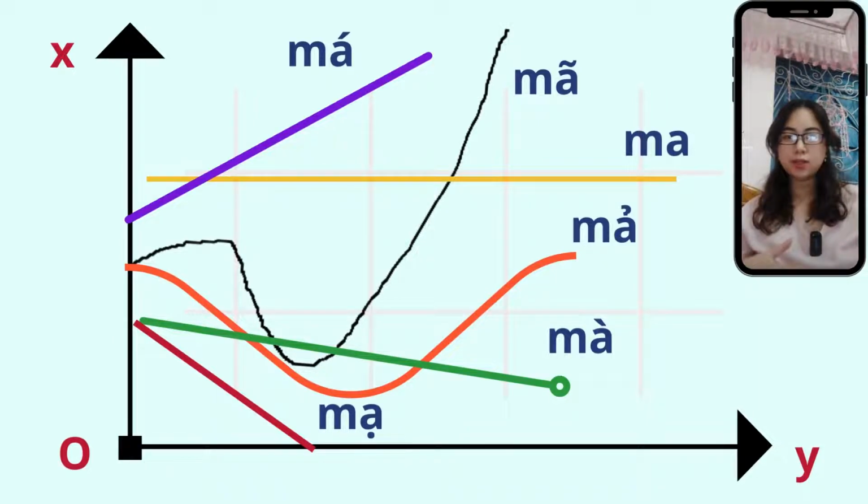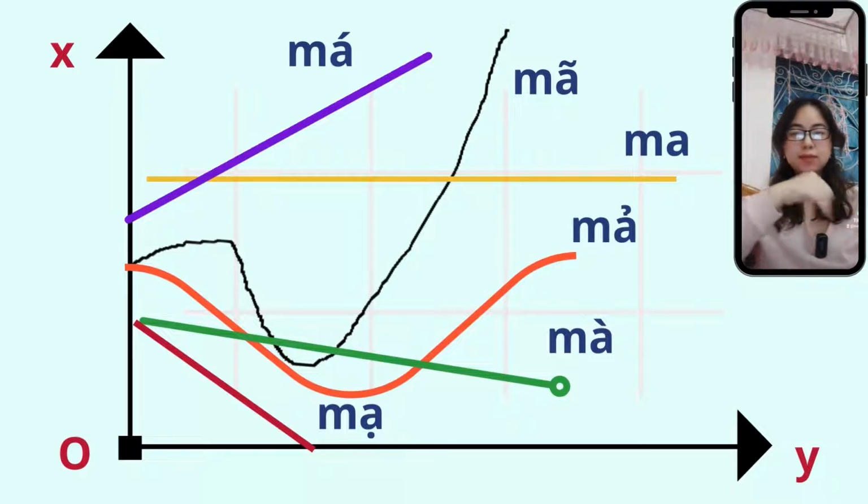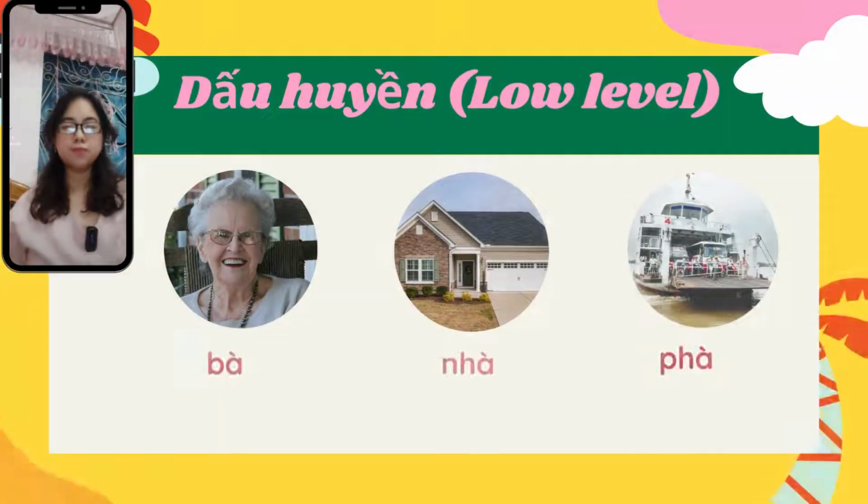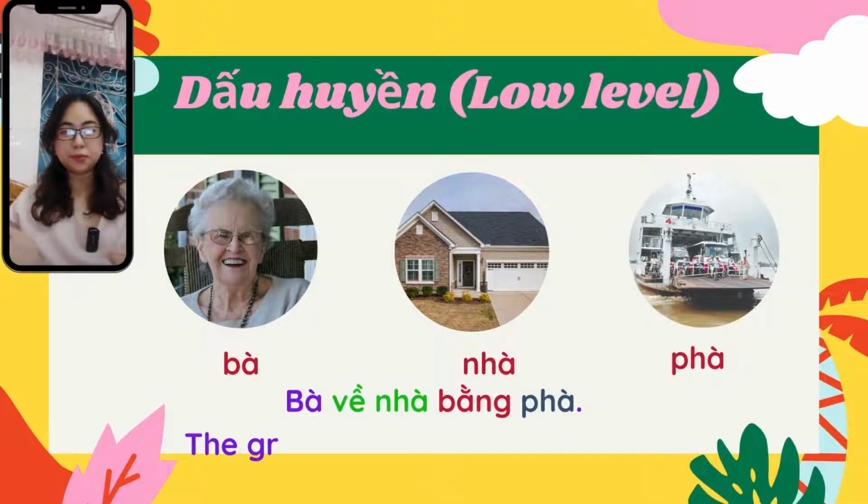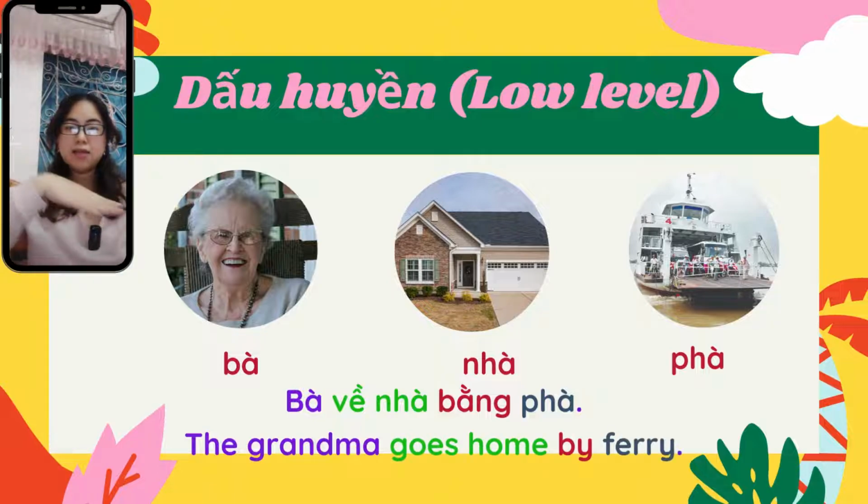Now let's come to dấu huyền. Look at the diagram with the green line with the word mà. Mà. For this tone, you should keep your voice at a low level. Mà. Now let's try to pronounce some examples with me. Bà. Nhà. Phà. Let's keep your voice lower, right? Bà về nhà bằng phà. Okay, very good.